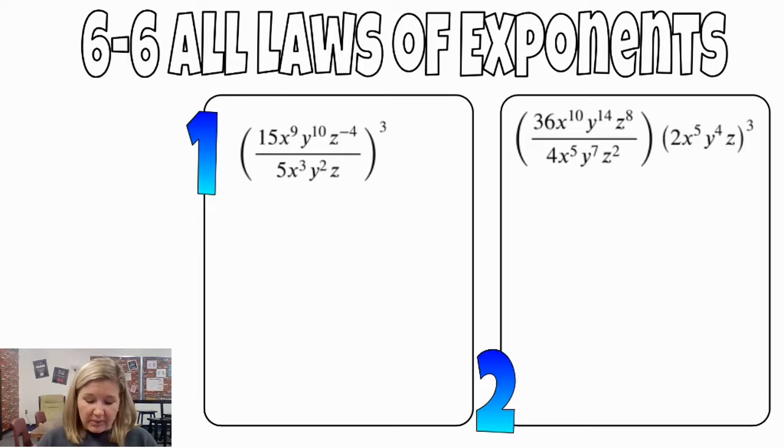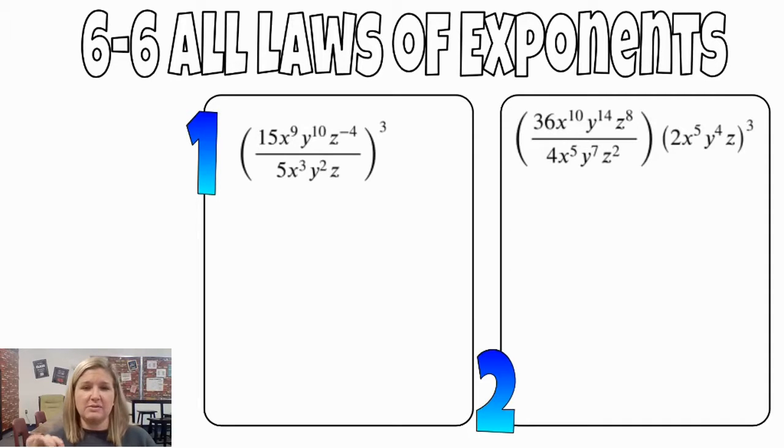Our first example we want to simplify is 15x to the 9th, y to the 10th, z to the negative 4th. So there's a negative exponent there. And then divided by 5, x to the 3rd, y to the 2nd, z to the 1st. Remember, there's a 1 there. All that's going to be raised to the 3rd power. So let's take a look.